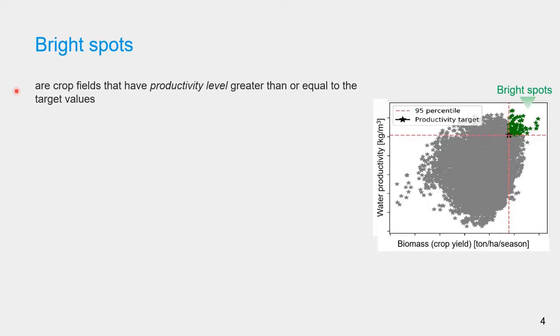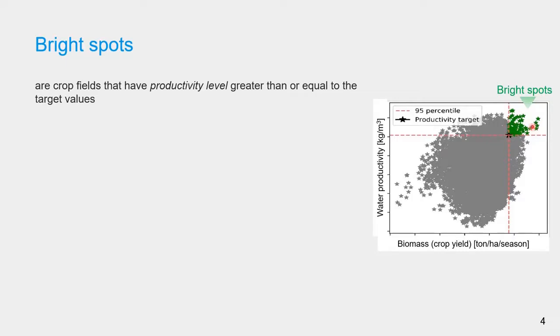The scatter plot shows crop fields based on their water productivity on the y-axis and biomass or crop yield on the x-axis. Crop fields with productivity greater than or equal to the target productivity values are colored green.